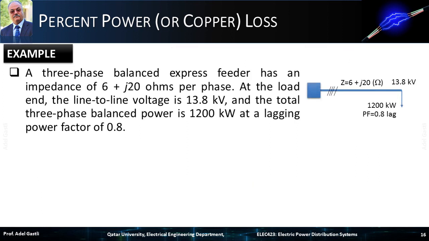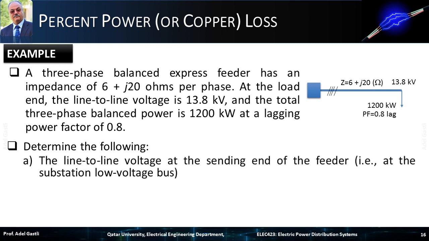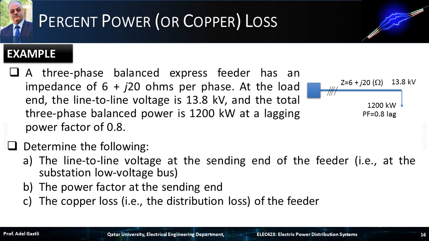Now, let's consider another example of a three-phase balanced express feeder that has an impedance of 6 plus j20 ohms per phase. At the load end, the line-to-line voltage is 13.8 kV, and the total three-phase balanced power is 1200 kilowatts at a lagging power factor of 0.8. We want to determine the line-to-line voltage at the sending end of the feeder, the power factor at the sending end, the copper loss, or the distribution loss, of the feeder, and the power at the sending end in kilowatts.